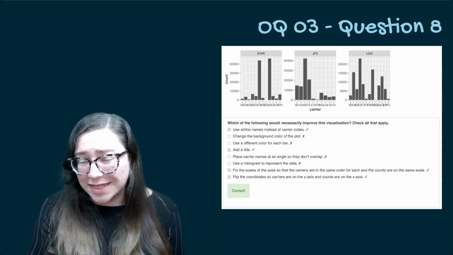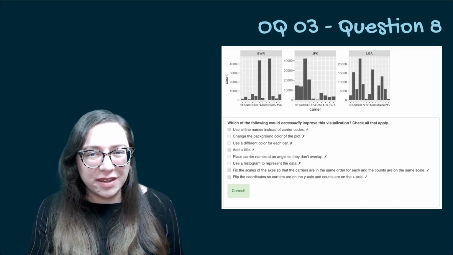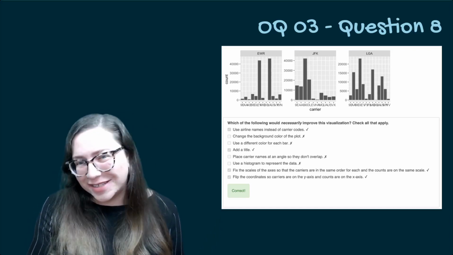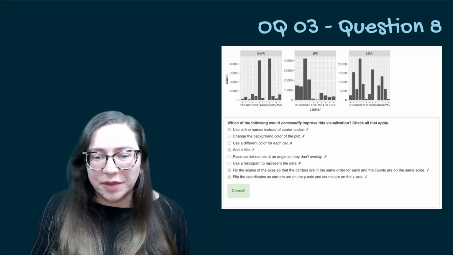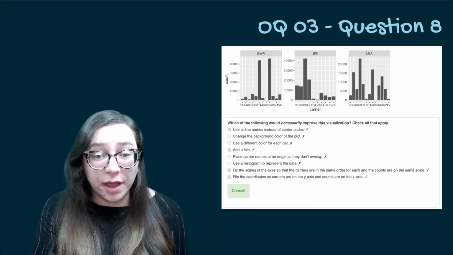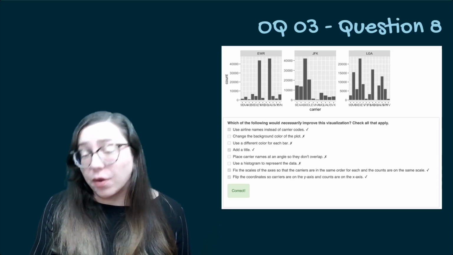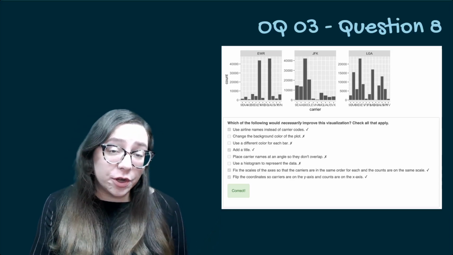But placing text at an angle is rarely making it more legible. In fact, anything where you have to go like this with your head is probably not an improvement. Using a histogram to represent the data, this certainly would not work out here. On the x-axis, we have a categorical variable, and a histogram is for a numerical variable.